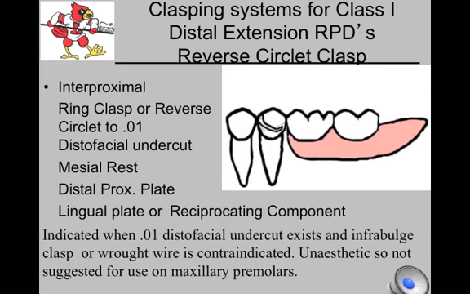The last clasping system that we'll talk about using at ULSD is the reverse circlet clasp, sometimes called the interproximal ring clasp. This particular direct retainer engages a .01 distal facial undercut, and it originates from the suprabulge area of the tooth. It has a mesial rest, a distal proximal plate, and either reciprocating component can be lingual plate or a lingual arm.